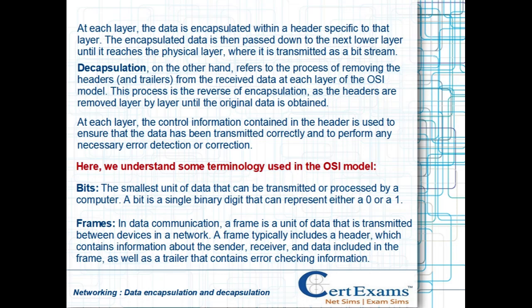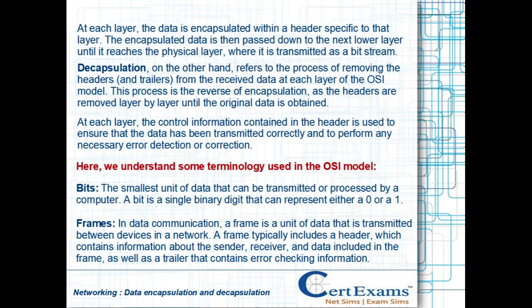Decapsulation, on the other hand, refers to the process of removing the headers and trailers from the received data at each layer of the OSI model. This process is the reverse of encapsulation, as the headers are removed layer by layer until the original data is obtained. At each layer, the control information contained in the header is used to ensure that the data has been transmitted correctly and to perform any necessary error detection or correction.